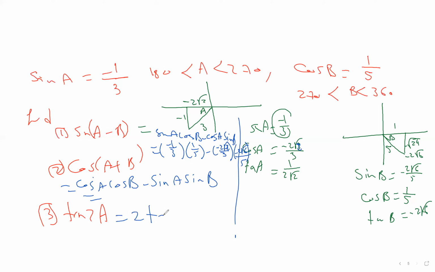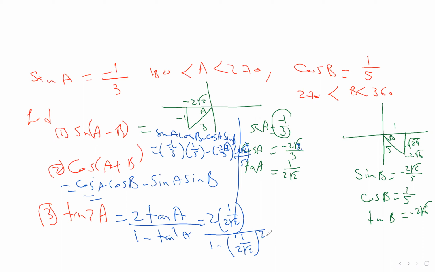And tan 2A, which is 2 tan A over 1 minus tan squared A, equals 2 times, where is tan A? Tan A is 1 over 2 root 2, no wait, not the power of 2 there. 2 tan A only, and in the denominator it will be to the power of 2: 1 over 2 root 2, squared. Okay?